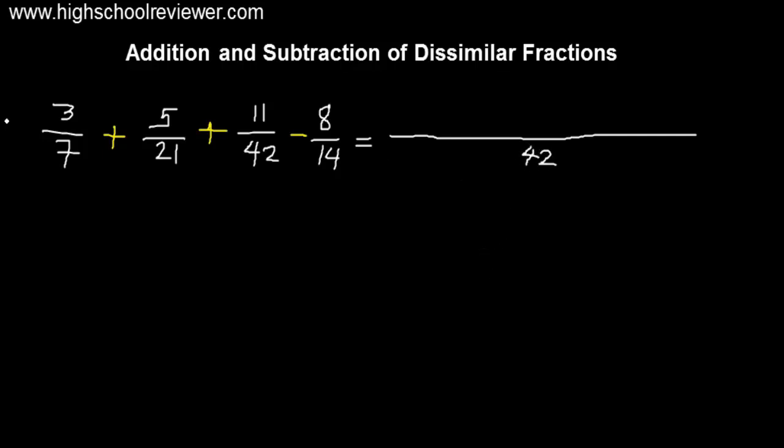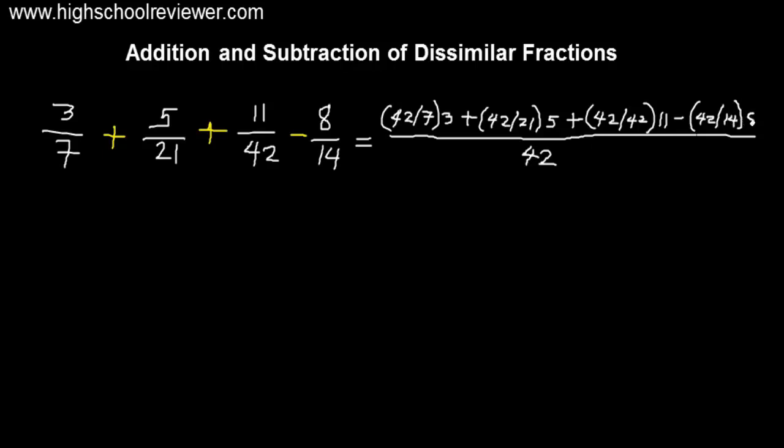Okay. Now, 42 divided by 7 and multiplied by 3. And then the first operation here is plus, so we put here the plus sign. And for the second fraction, we have 42 divided by 21 multiplied by 5. And the second operation is addition, so put here the addition sign. And for the third fraction, we have 42 divided by 42 and multiplied by 11. And the third operation is subtraction, so we will subtract 42 divided by 14 and multiplied by 8.